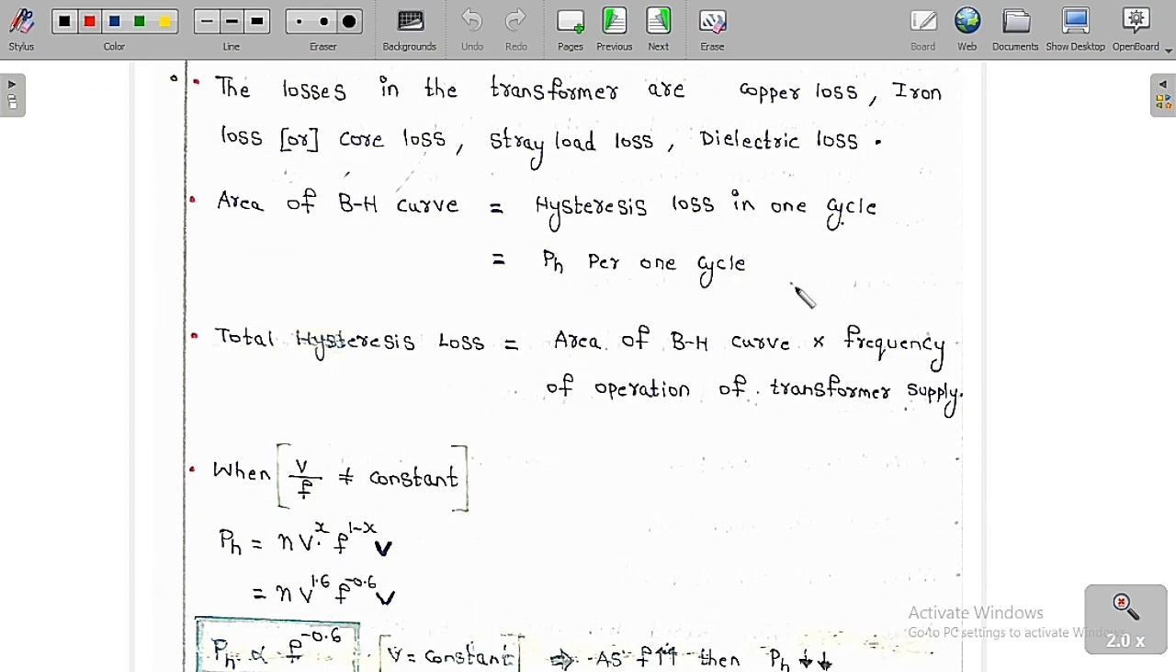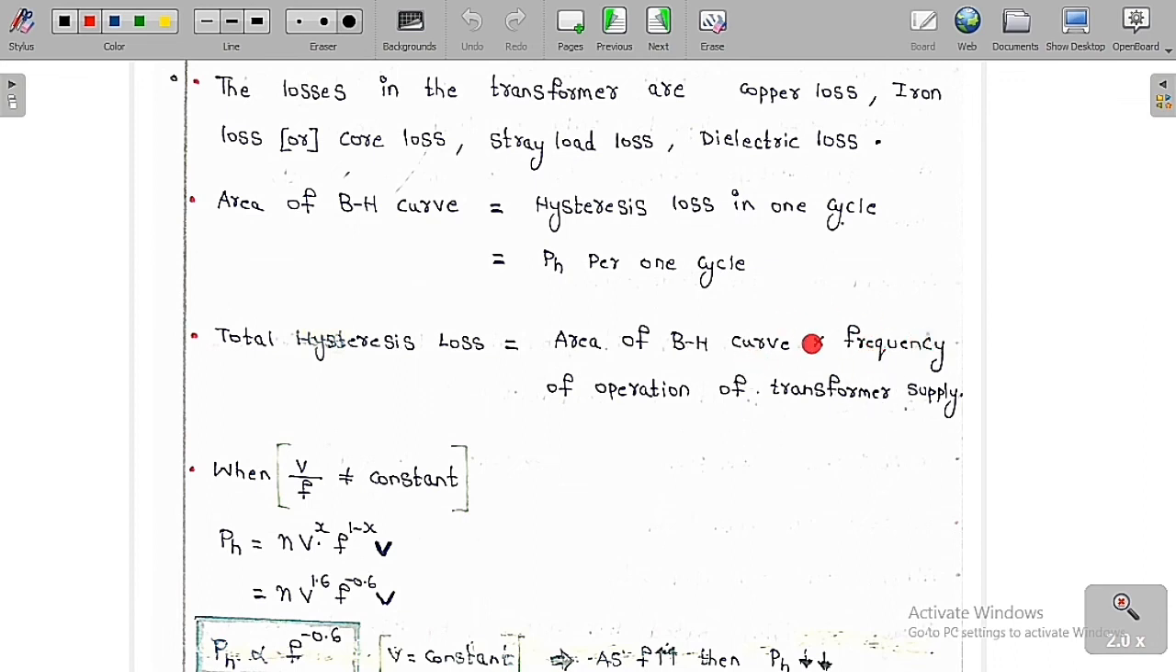So the area under the BH curve or BH loop is going to tell you the amount of hysteresis loss which occurs per one cycle of supply, or one time period of supply. Then the total hysteresis loss is equal to the area of the BH curve times the frequency of the transformer supply. Frequency is nothing but the number of cycles in 1 second.